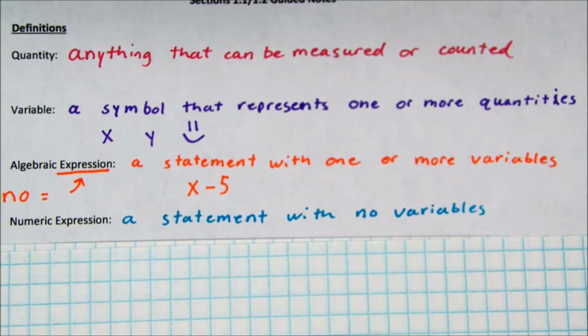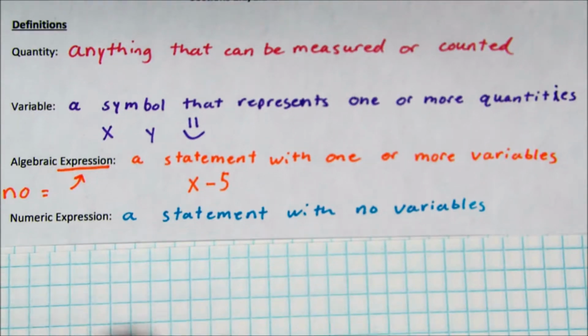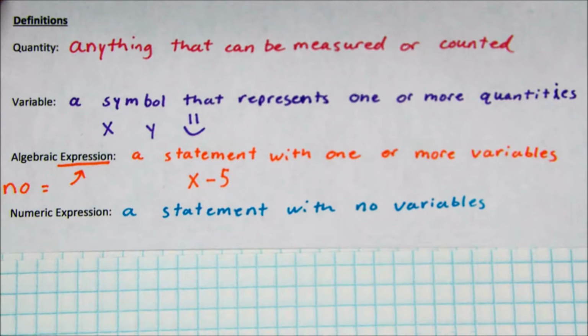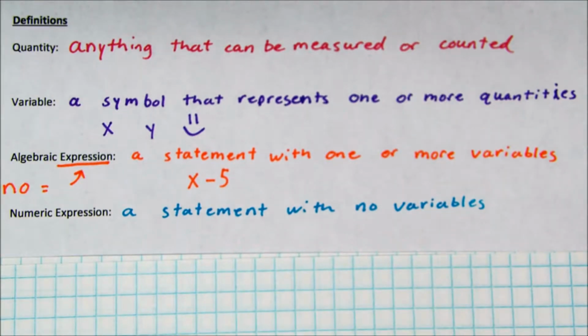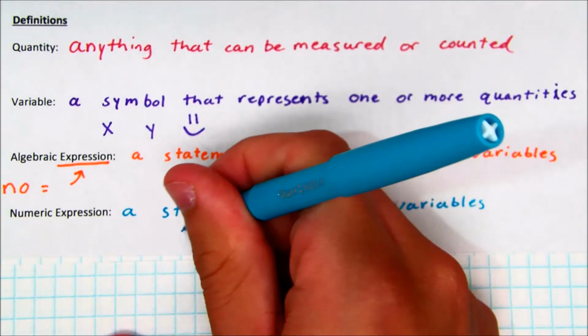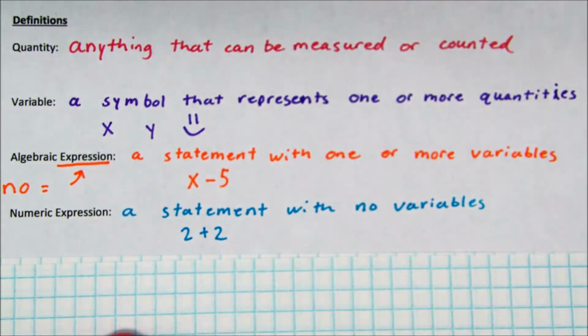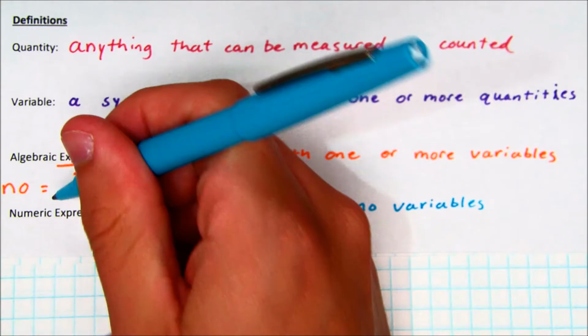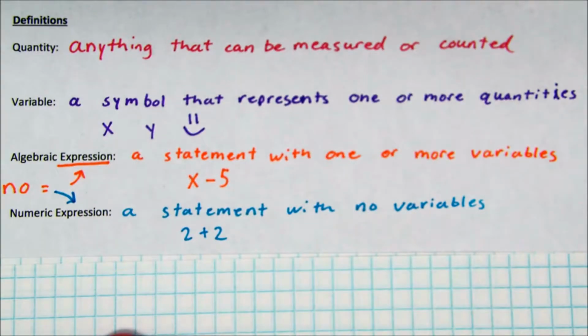The word numeric comes from the root word number. So, numeric expression, you've been working with these ever since kindergarten. 2 plus 2. When we talk about basic addition, 2 plus 2, that is a numeric expression. So long as there is no equal sign, it is an expression. Once there's an equal sign, we call it an equation. We'll get to that in a little bit.